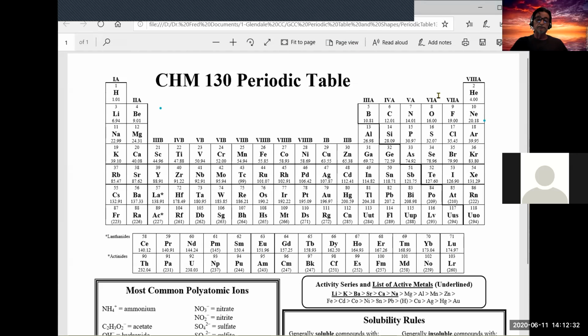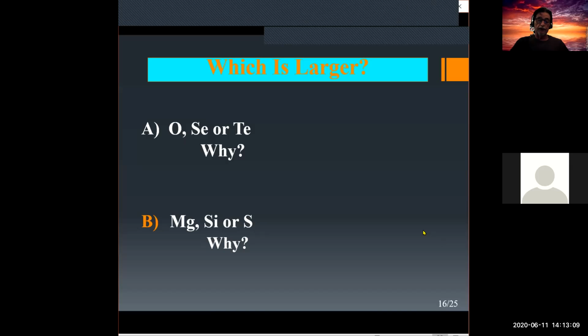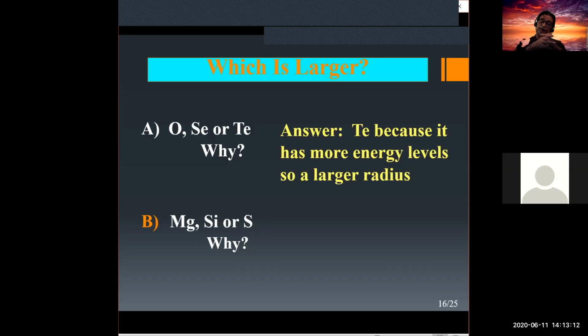Okay, oxygen. Where'd it go? Oxygen's right here. Se is right there, and Te is right there. You can see that Te is in the 1, 2, 3, 4, 5th energy level. So obviously that's bigger, and oxygen would be much smaller. So to answer that question, Te is much bigger.